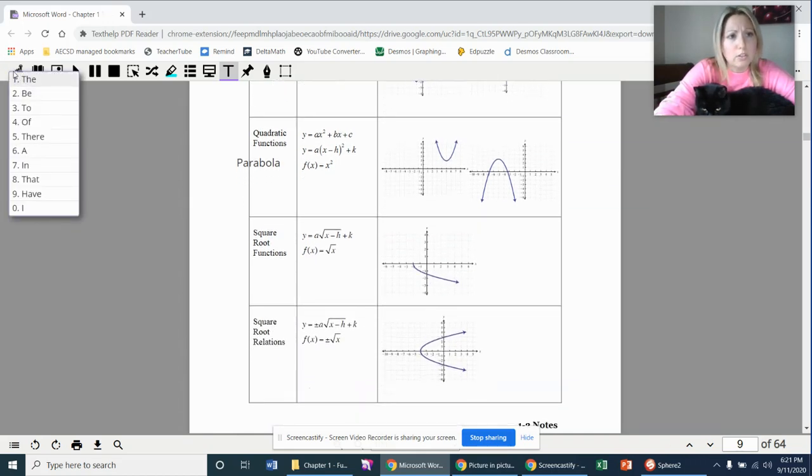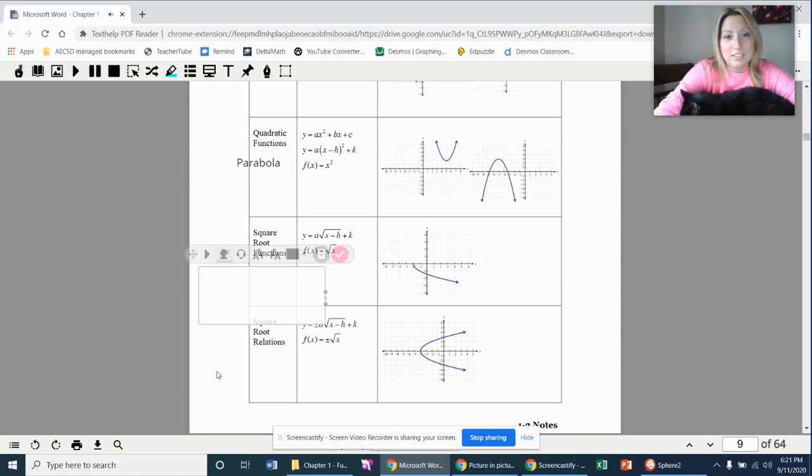So square root functions. I just wanted to get rid of it, but okay. It really will read everything.